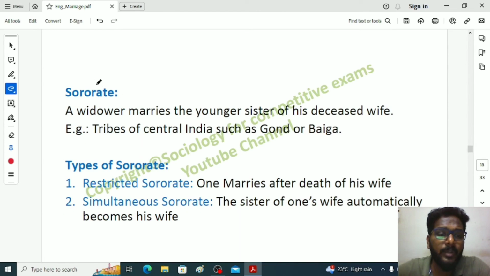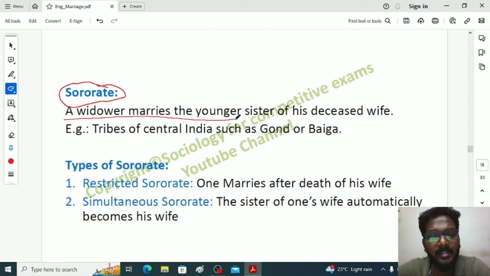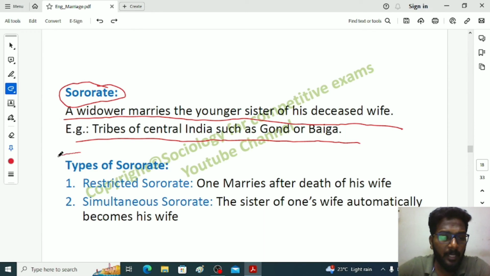Finally, we have sororate as a prescriptive rule of marriage. In this marriage, a widower marries the younger sister of his deceased wife. This type of marriage is familiar among tribes of central India such as Gonds and Baiga tribes. It has two different forms, restricted sororate and simultaneous sororate.